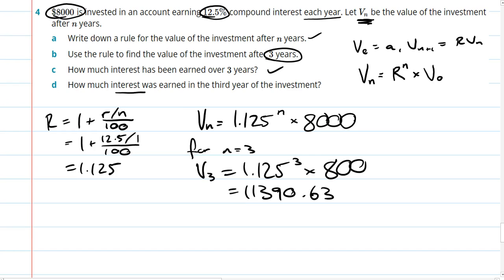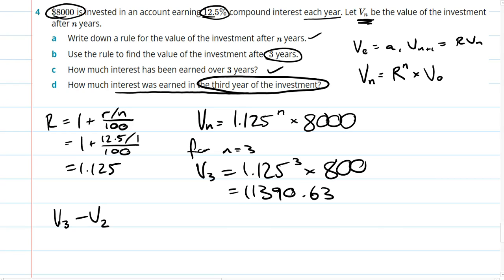How much interest was earned in the third year of the investment? In order to do that, we need to know V3 and V2. We subtract the difference between V3 and V2, because the amount that the investment grew in that time will be the interest earned in that year. So we know V3 already, 11,390.63.